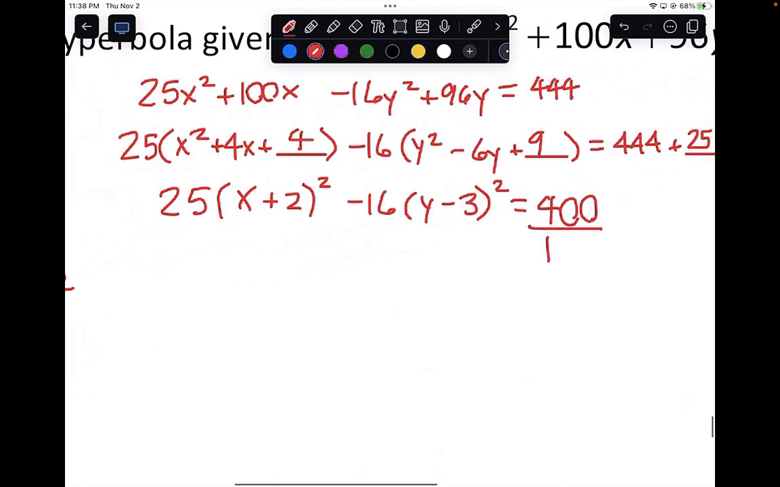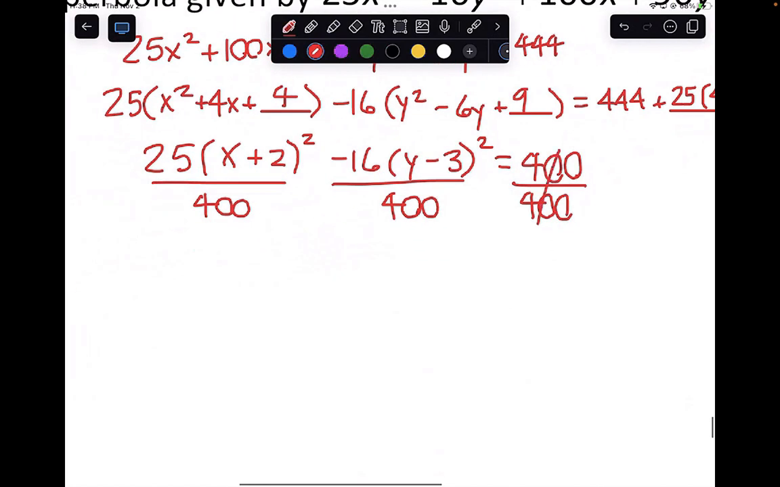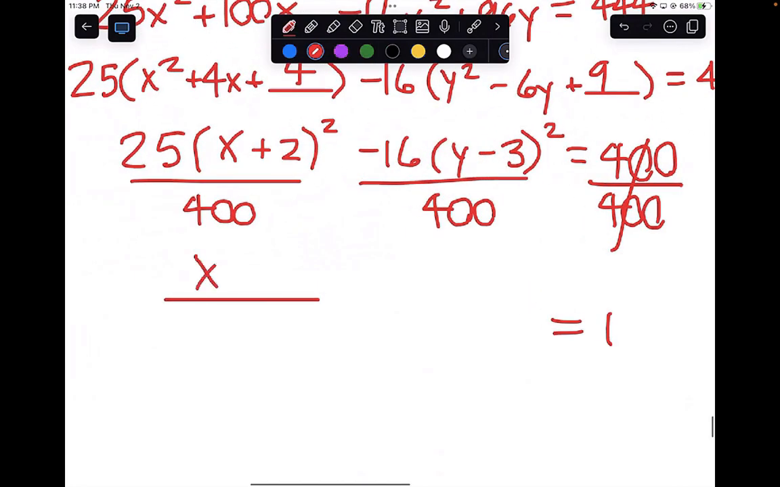Okay, then after that, we'll take all of these here, divide by 400. We want the right hand side to always be 1 right there, and that's why we'll divide by whatever's on the right hand side. You can go ahead and reduce these fractions here. You're going to get x plus 2, and then 25 goes into 400 16 times. And then 16 goes into 400 25 times.